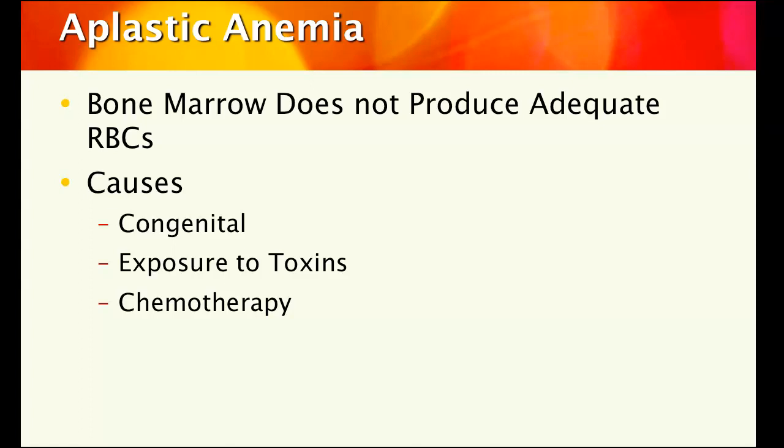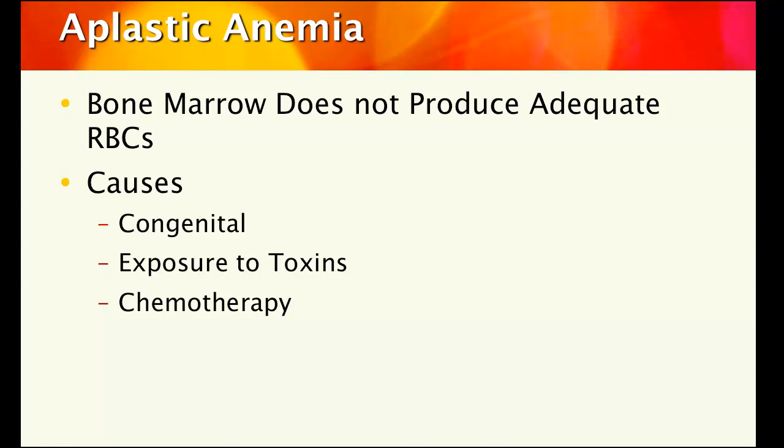Okay, so across the board, the bone marrow does not produce adequate red blood cells. But like I said, if they're not producing adequate red blood cells, they're probably not producing adequate white blood cells or platelets either. Okay. So the mortality rate for this is very, very high. We're talking about a mortality rate of 80 to 90%. And a lot of times death is going to result from bleeding or infection.